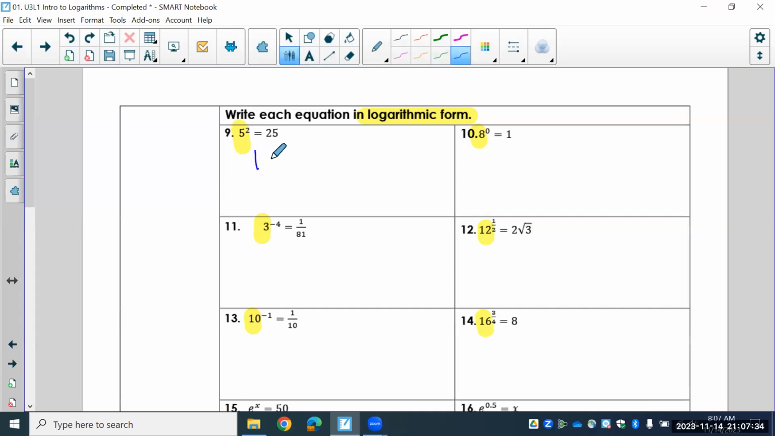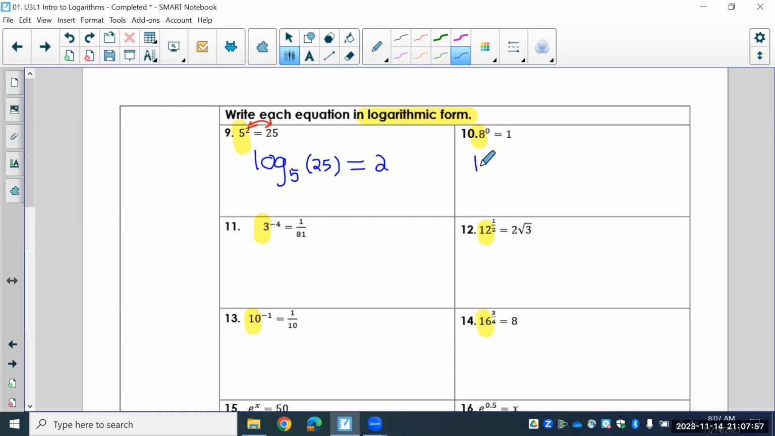Again, we're going to write down log base 5. So make that a subscript, like in chemistry when you're talking about how many hydrogen atoms you have. It's a subscript. And then what you do is you just switch these two things, right? The answer becomes what we're evaluating. So the 25, the answer to the exponential, goes inside, and then it equals the exponent. So that would be 2.